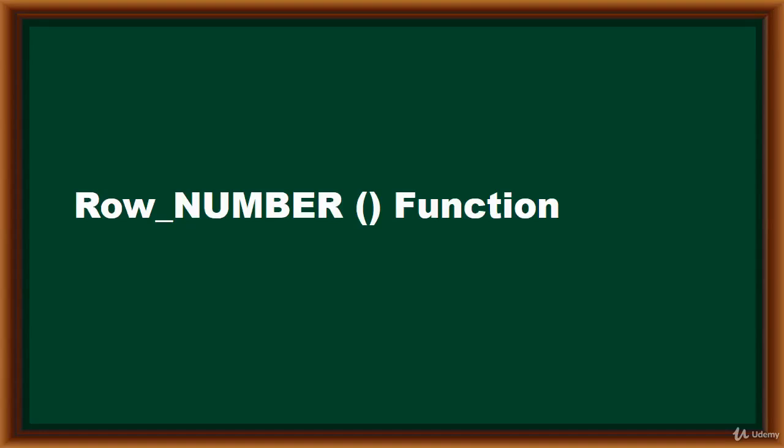Hello and welcome. In this lecture, I'm going to illustrate how the row_number function works. So what is the row number function? What does it do? The row number function basically allows us to assign numbering to the rows of the result set data. So it will assign a running serial number to rows in each partition.